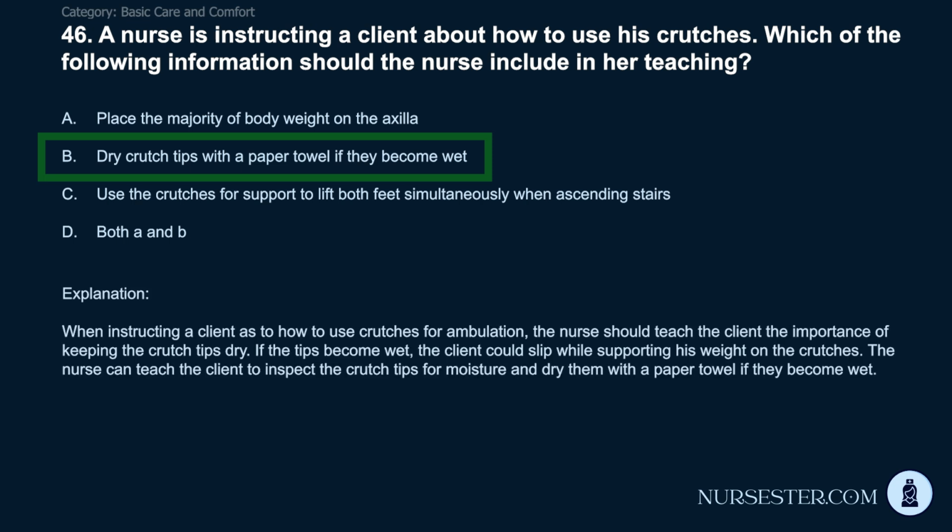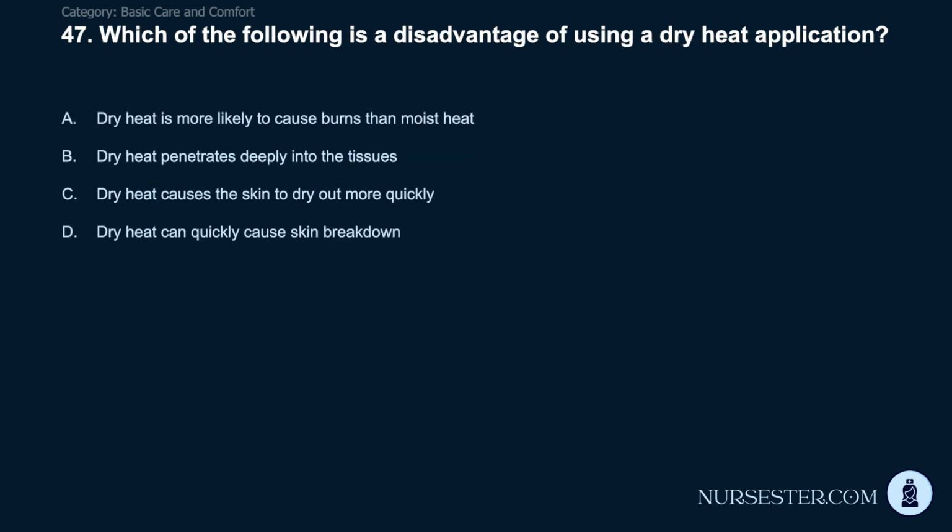When instructing a client as to how to use crutches for ambulation, the nurse should teach the client the importance of keeping the crutch tips dry. If the tips become wet, the client could slip while supporting his weight on the crutches. The nurse can teach the client to inspect the crutch tips for moisture and dry them with a paper towel if they become wet.